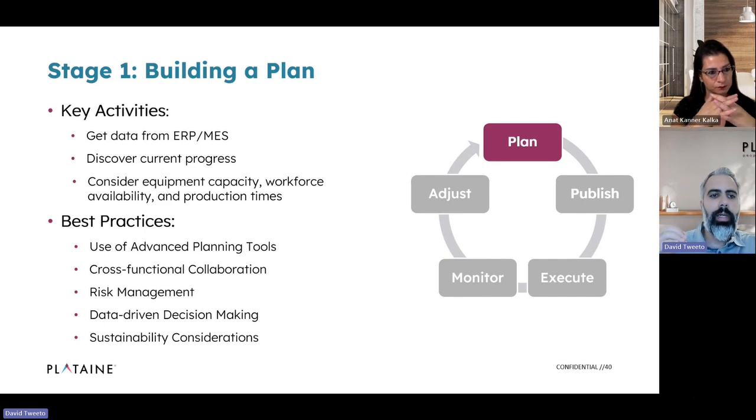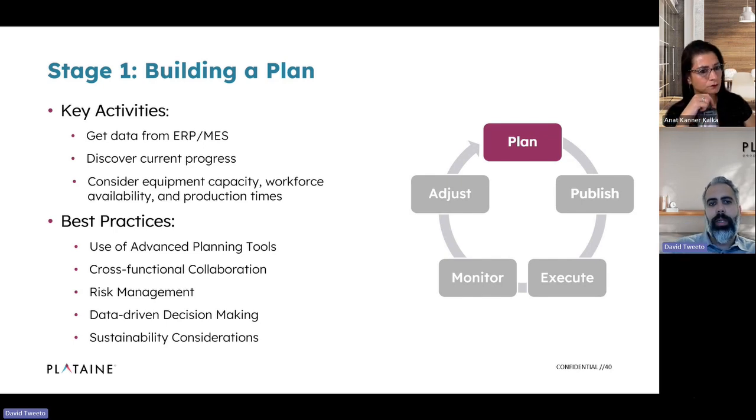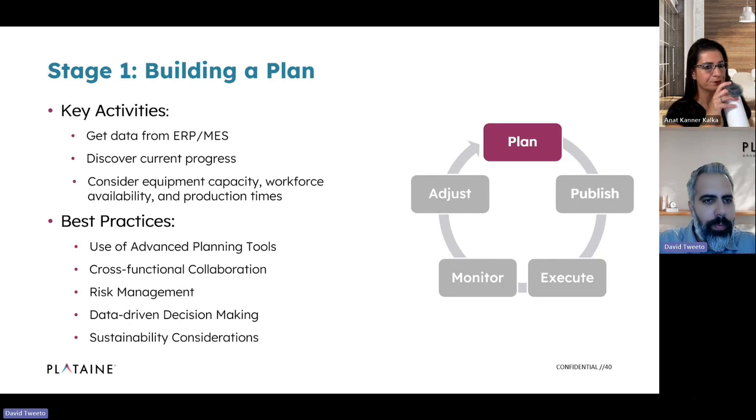You don't only need to account for the new work orders, you need to account for what's going on in the shop floor currently. And then, as we said, consider all the dimensions of the problem: the equipment capacity and availability, the workforce, production times, the horizon you want to schedule for, and so on. And some best practices: use advanced planning tools. As we said, cross-functional collaboration, you cannot do it by yourself. It's always good to have risk management at any of those stages.